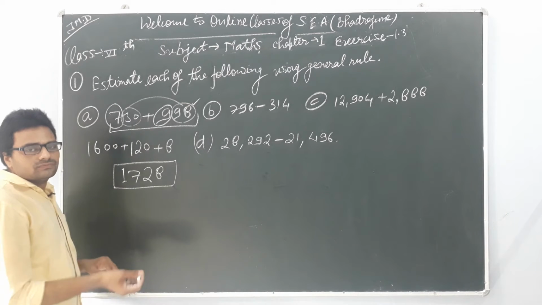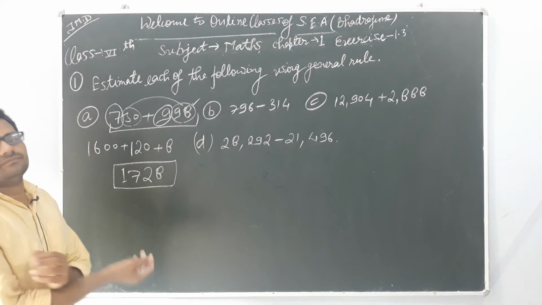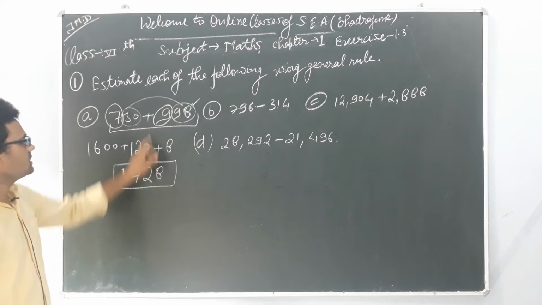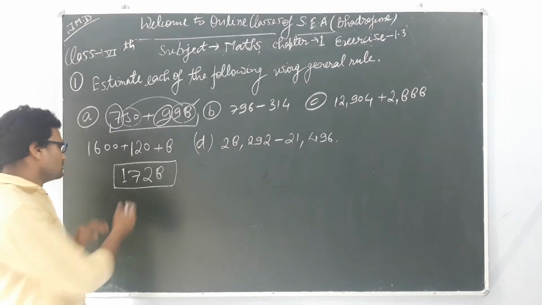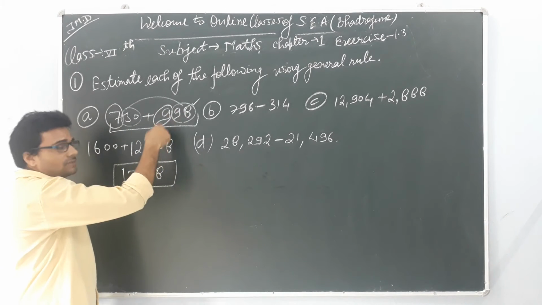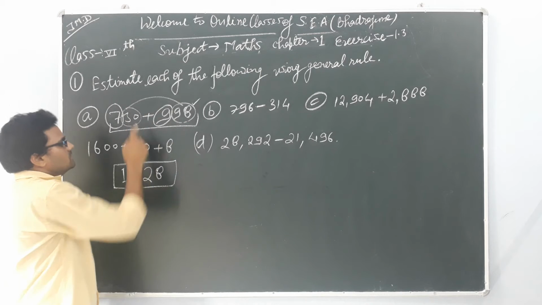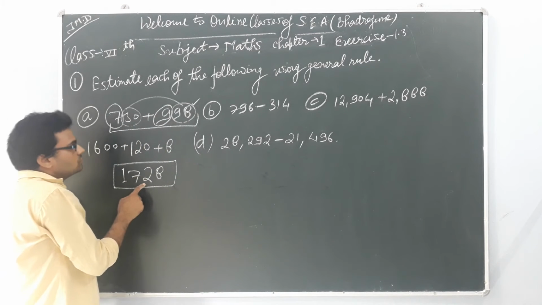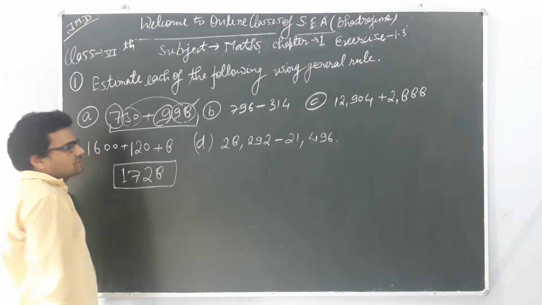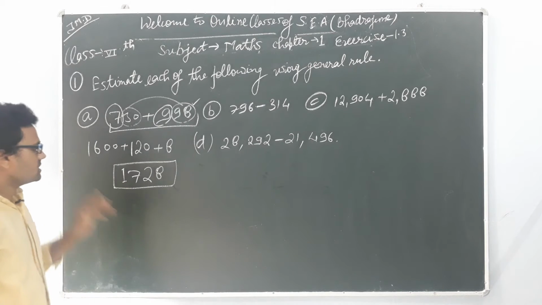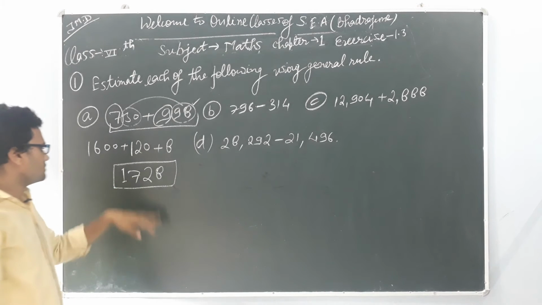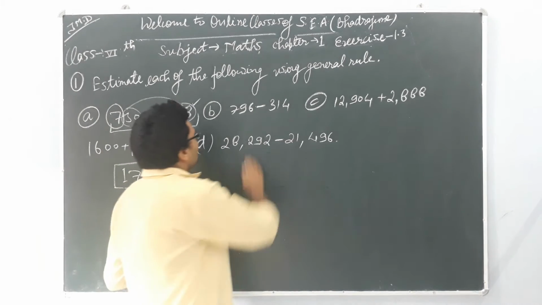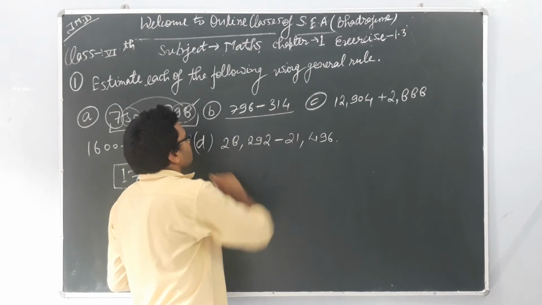If we had calculated it directly, then what we get, I am just recapping this question: 8 plus 0 is 8, 9 plus 3 is 12, which is 2, 1 carry, 9 plus 1 is 10, 10 plus 7 is 17. 1728 is our answer. Okay, now our part B.